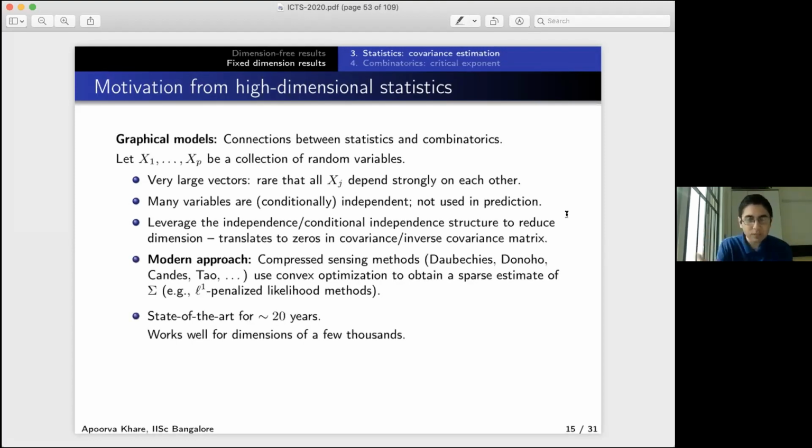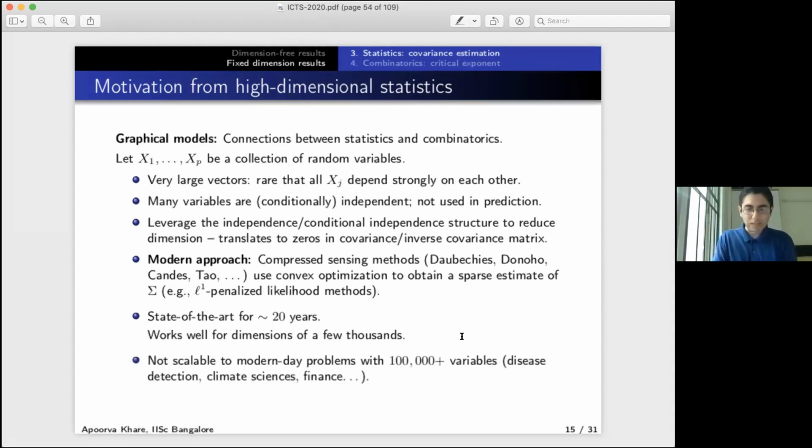And so the traditional modern approach, if you will, which has been state of the art for quite a few years now, is to use compressed sensing methods. You want to get sparse estimates. Those are like L0 penalties, but that's not a convex problem. So you impose L1 penalties, you use convex optimization, some kind of compressed sensing methods. Famous people have worked on these things, and these have proved to be very successful, especially for dimensions up to a few thousand.